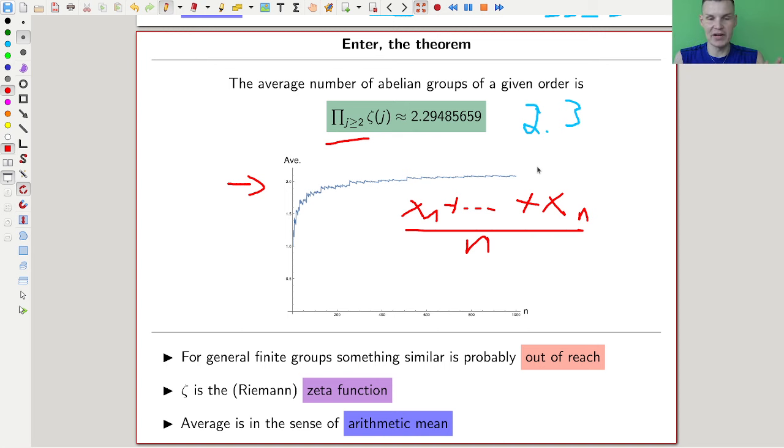As a student, you only see abelian groups ever, and it looks like they are everywhere, and there are many of them, but there are not many of them actually. There are very few of them. 2.3 on average. That's not a lot actually.